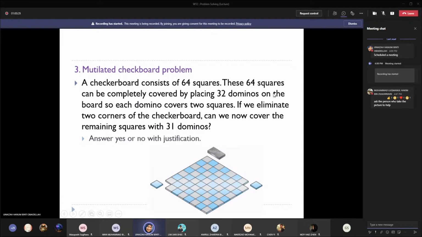Okay, so on the board, each domino covers 2 squares, right? Like this. Now, if we were to eliminate 2 corners of this checkerboard, let's say you eliminate this one and you eliminate this one, can we cover the remaining squares with just 31 dominoes? Tell me if it's a yes or no, and tell me why.